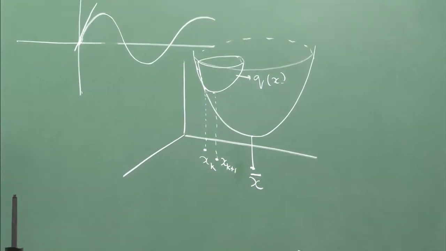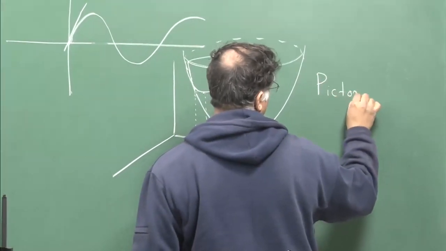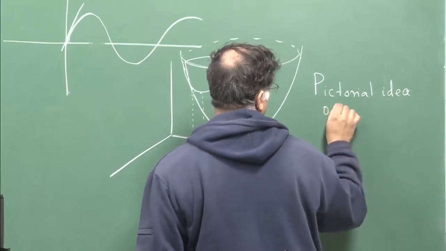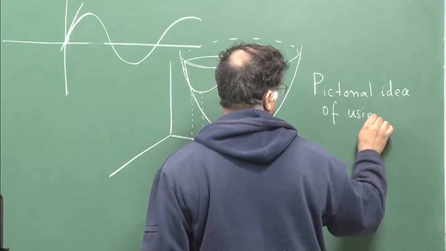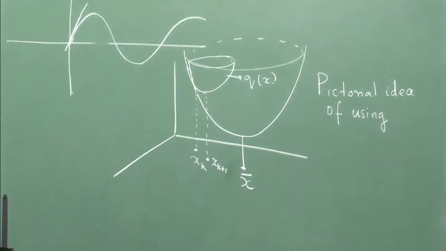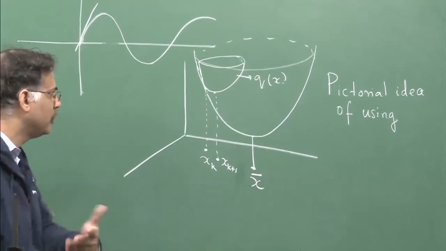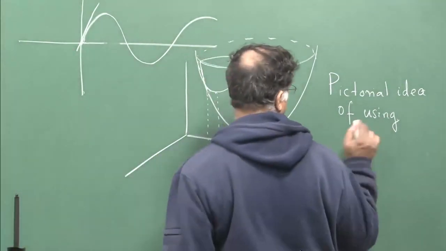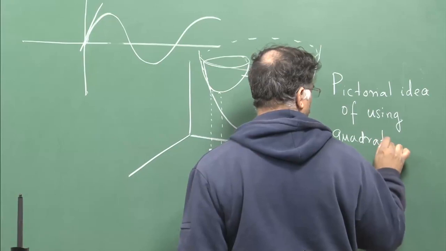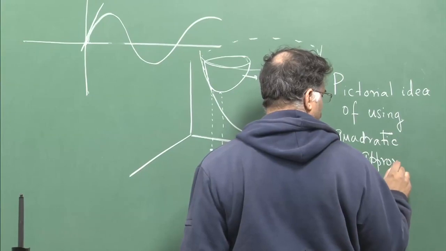So, this is the pictorial idea of the Newton method, the idea of using quadratic approximation. Because if you are approximating by a strongly convex quadratic problem, you are actually getting a nice result, what we just have.